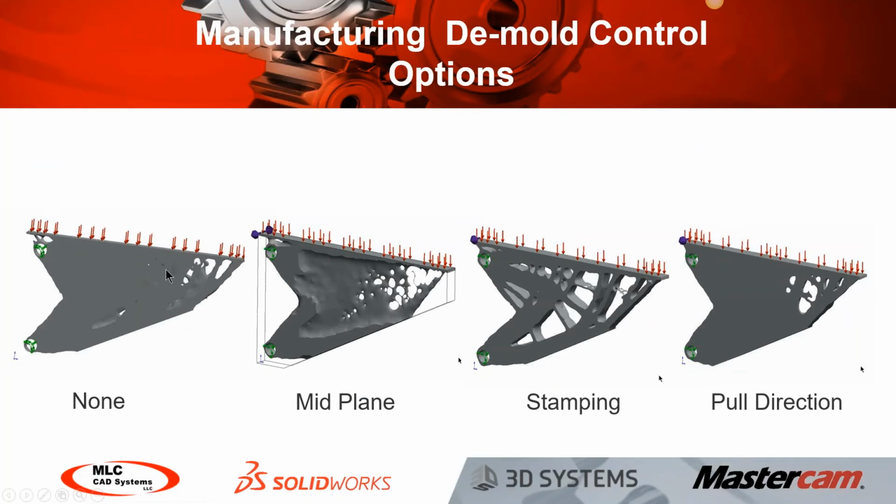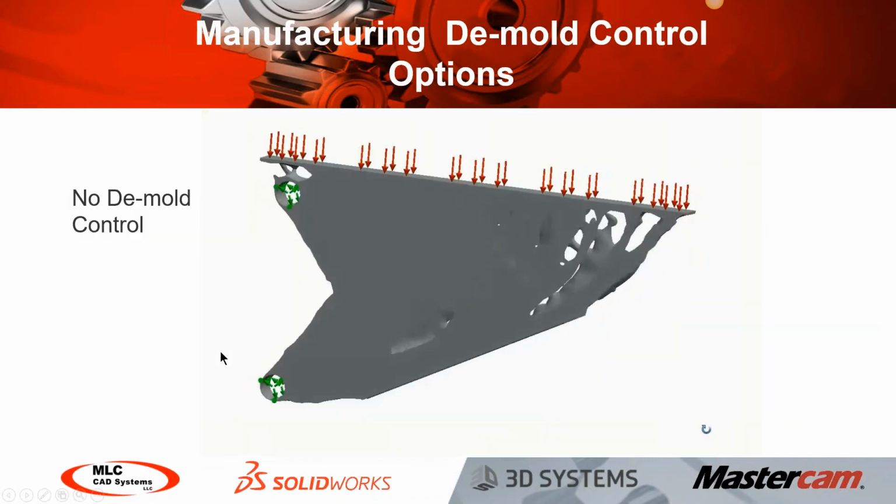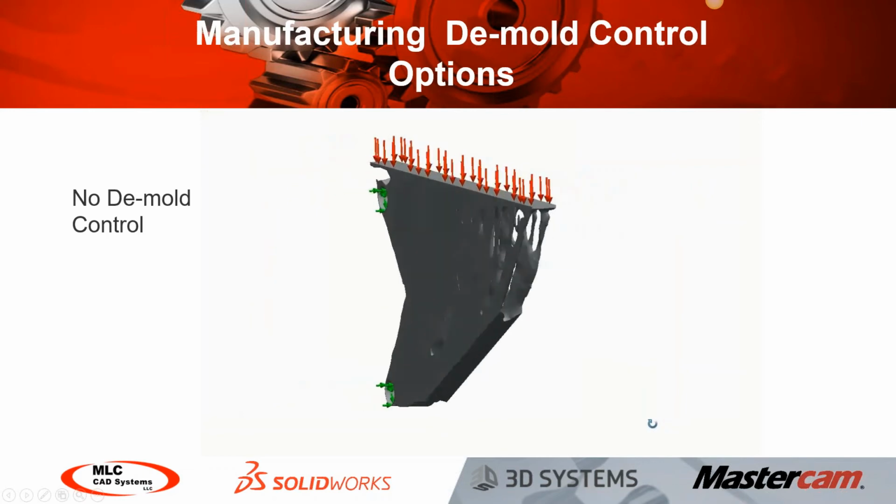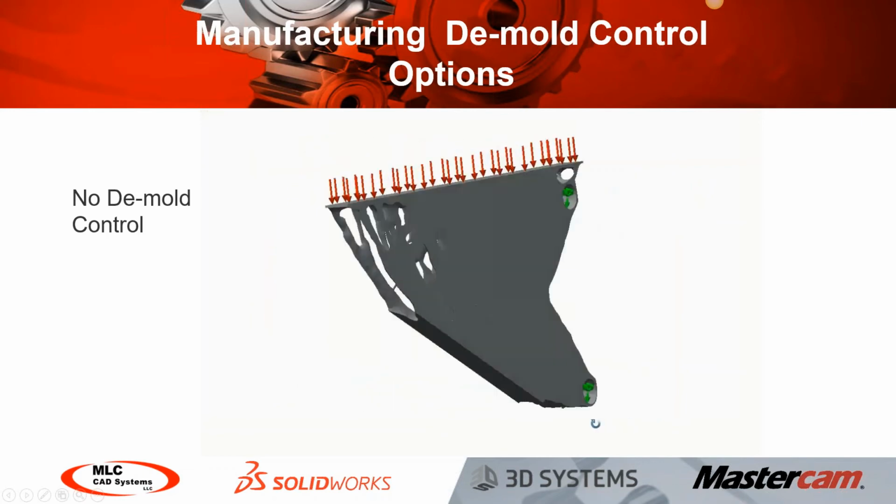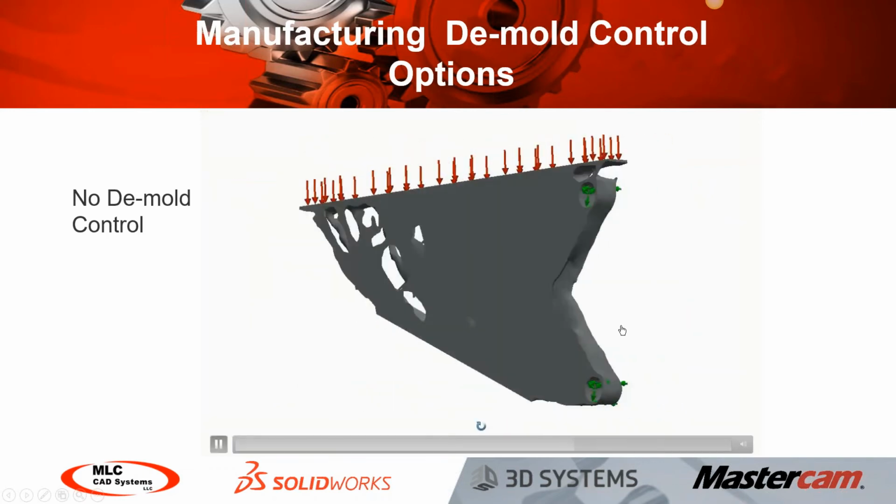So here's that bracket after our topology study. This is what we were looking at after a stamping study. But we basically have these 4 different options for our demold control. We can apply no demold control, mid-plane control, stamping, or a pole direction. So let's look at what our results look like if we don't apply a demold control direction. So we're getting that part there.